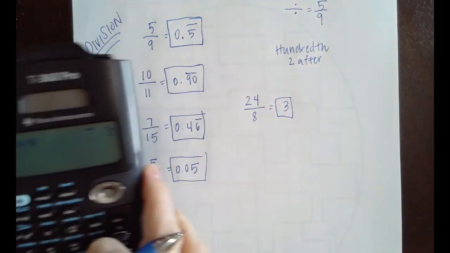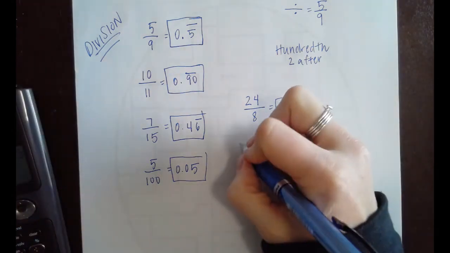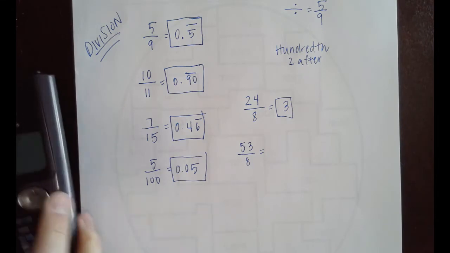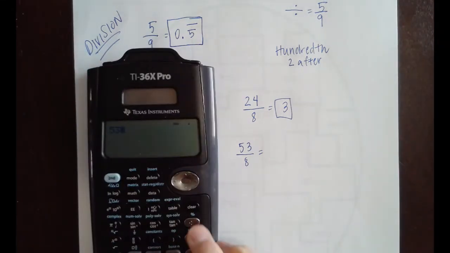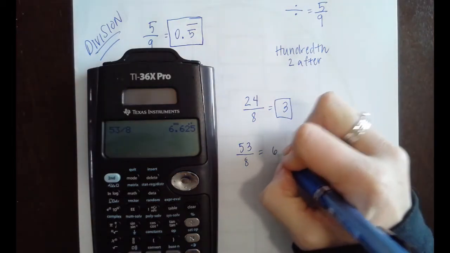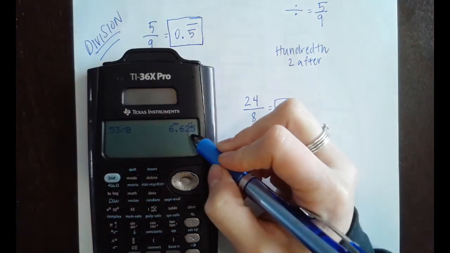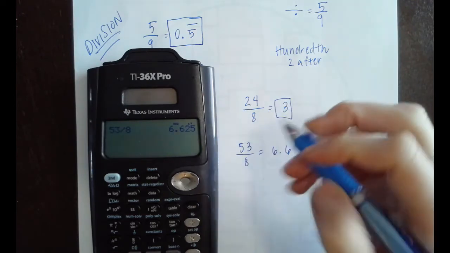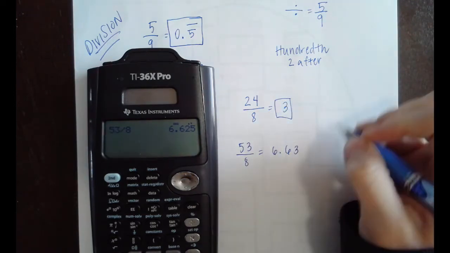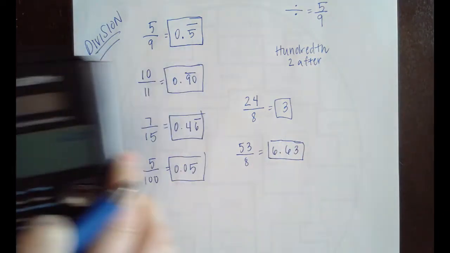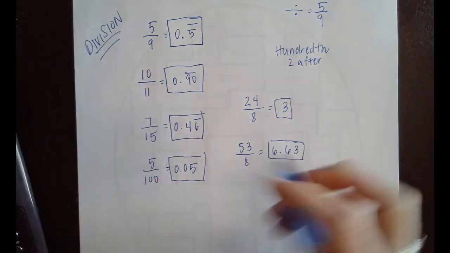Let's say we had 53/8. Okay, so 53 divided by 8 is 6.625. So 6.6, and then instead of writing the 2 there, we're going to round to the nearest hundredth, so I'm going to round that 2 up to a 3. Okay, so the 6 just goes in front.